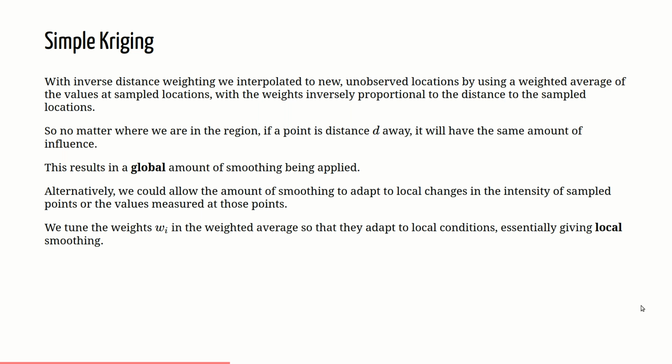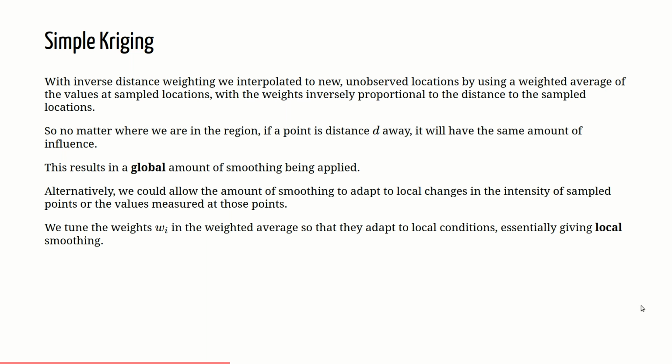Kriging is a little bit more complicated. The difference between the two essentially is that the weights that we use in the weighted average for inverse distance weighting are basically the same all over the region. They only depend on the distance from the point at which you want to interpolate to the sampled points. And as long as that distance stays the same, a point that's distance d away will always have the same influence. So essentially it's kind of like global smoothing. The weights are all defined purely based on the distance of points away.